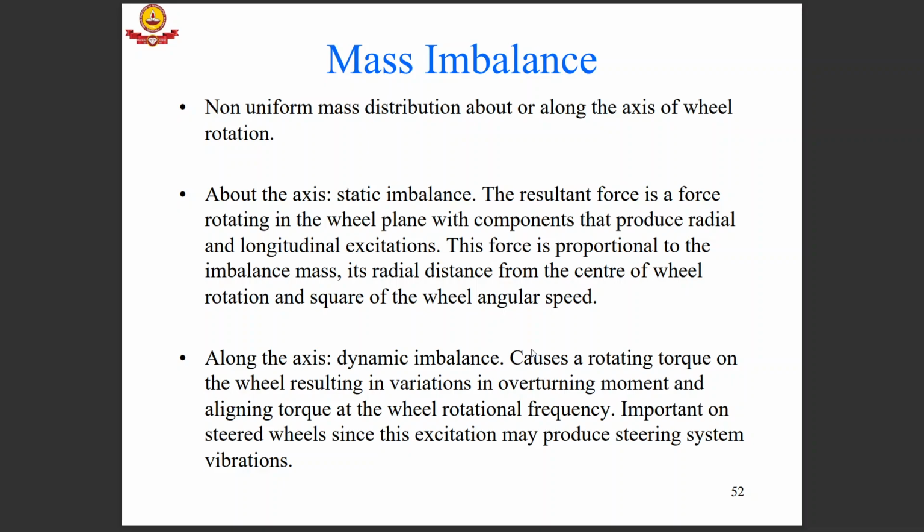Right. Second is dynamic imbalance. It causes a rotating torque on the wheel, resulting in variation in overturning moment and aligning torque at the wheel rotation frequency. This is important on steered wheels since this excitation may produce steering vibrations.